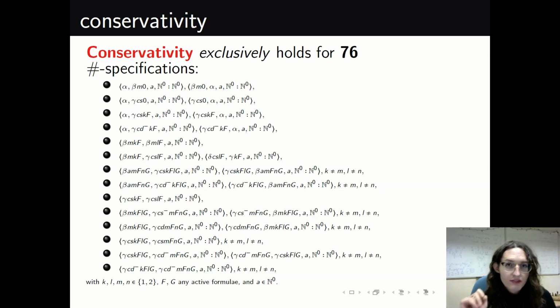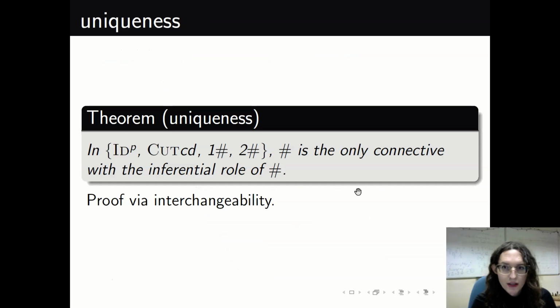Now that's conservativity done. Now we have to take our 76 conservative options and see if we can also prove uniqueness for them. So we have to show that if we add the operational rules to our minimal derivability relation, the newly defined connective hash is the only connective that has the inferential role of hash. And we prove this via an interchangeability proof.